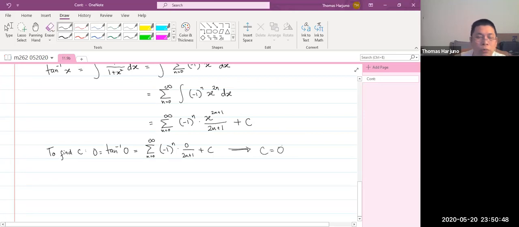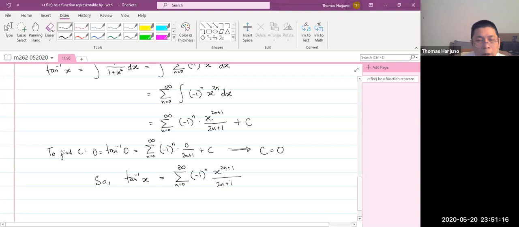It's not always true though. Okay, so you have to check this. So in conclusion, tangent inverse x is representable by the series negative 1 to n x to the 2n plus 1 over 2n plus 1.